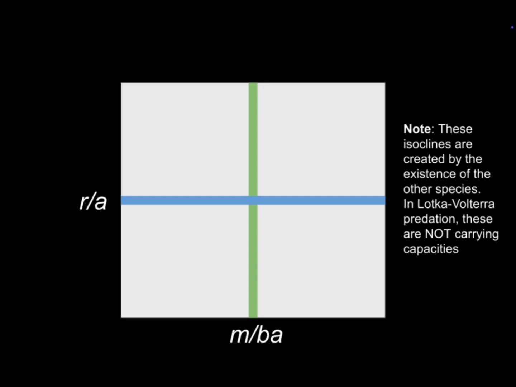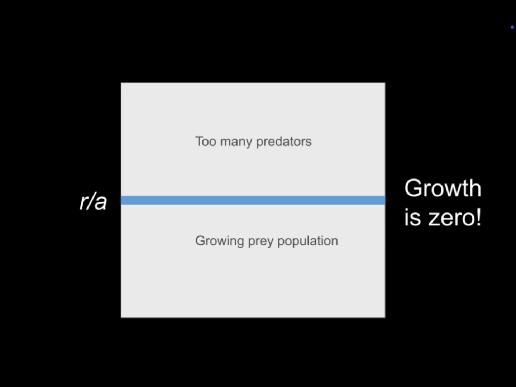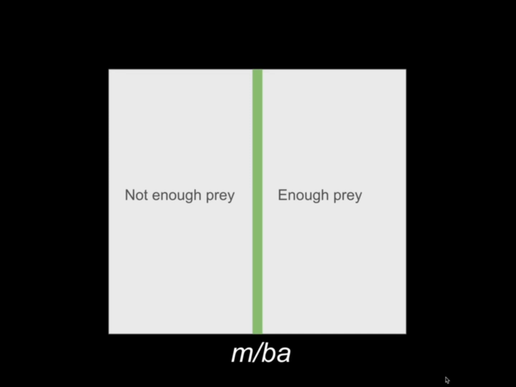Remember, these barriers are created by the existence of the other species. They're not the carrying capacity, unlike other models. For prey, their isocline goes horizontally and represents the value of predators that keep the prey population stable, where their growth is 0. For predators, their isocline runs vertically and represents the number of prey that keep their population stable, with their growth also being 0.